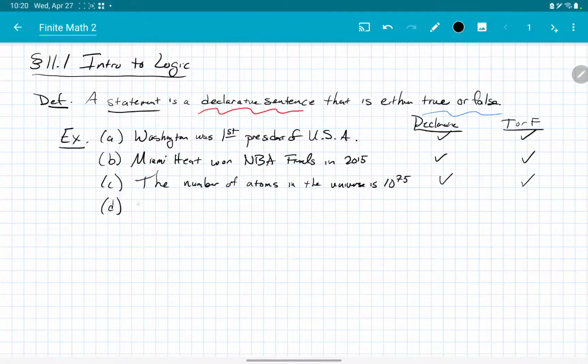Okay, here's another statement. If x is positive and x squared is equal to 9, then x is equal to 3. Okay, so that is saying something. Even though it's conditioning on x being positive and x squared being 9, then x is equal to 3, it is making a statement, and the statement is either true or false, and in this case it is true.